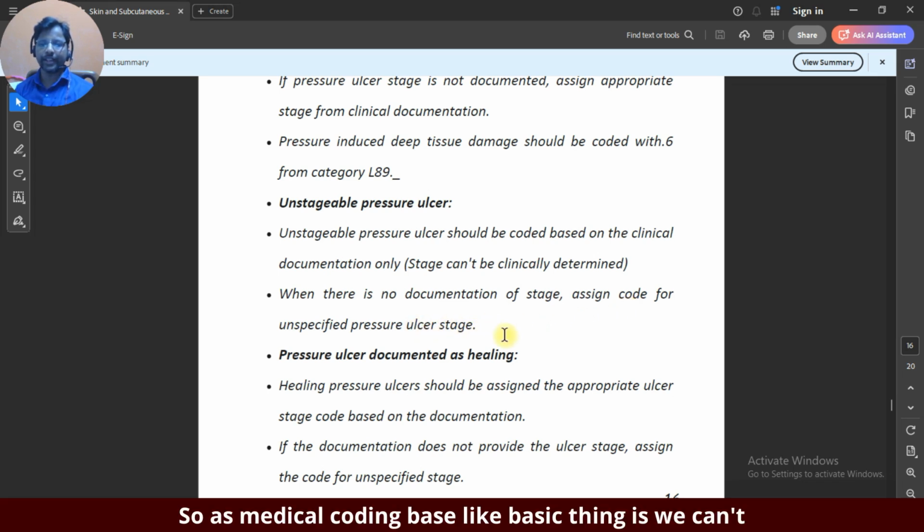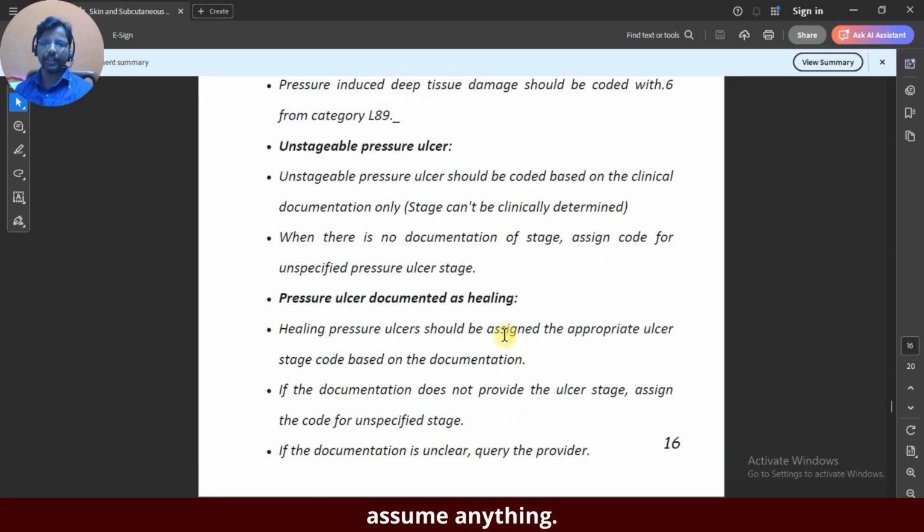As a basic thing in medical coding, we can't assume anything. For everything you want to code, documentation is mandatory. Without documentation you can't code anything.